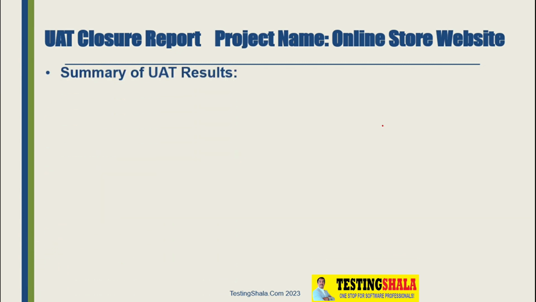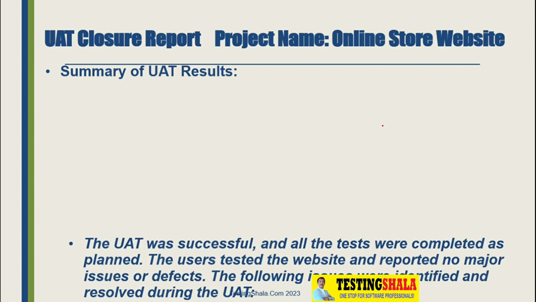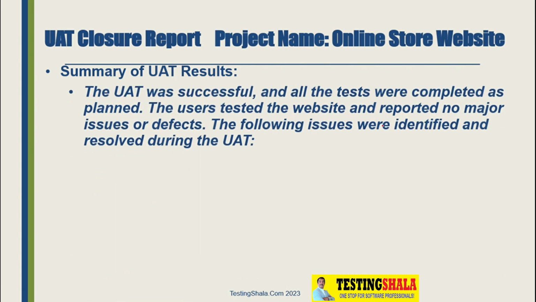The next section is the summary of UAT results. Basically we put a summary: what we carried out, what our results were, and what our observations are. Everything will be called out as part of the results. First, we talk about the various testing we planned. After executing all those test cases, we call out whether UAT was successful or unsuccessful, and whether there are any major issues or defects.